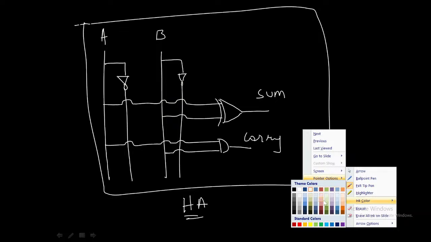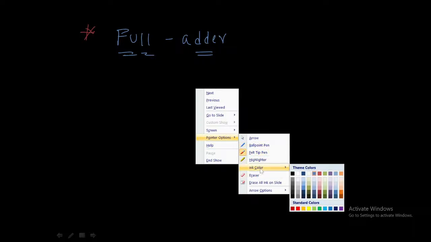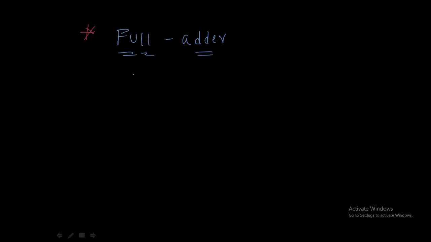Now let us analyze our next type of circuit, which is a full adder. Do remember, in a half adder we have only two inputs and two outputs, whereas the second type of circuit we have is the full adder. The second type is known as full adder.